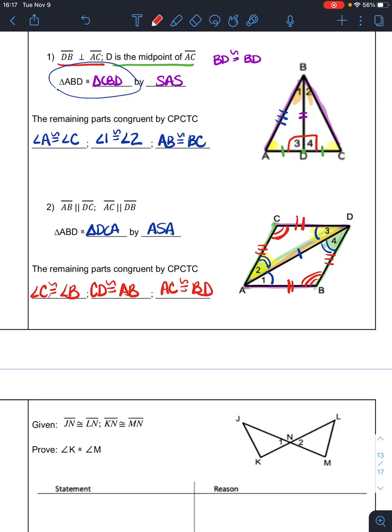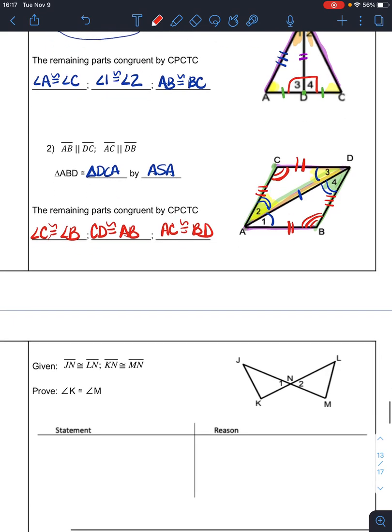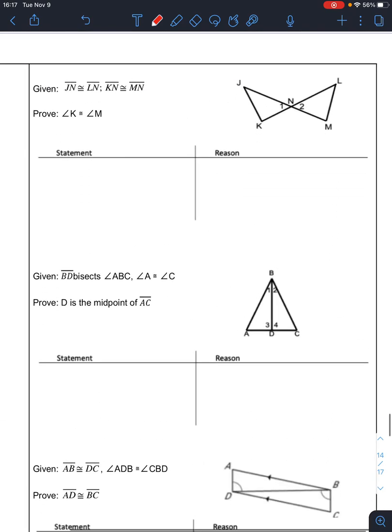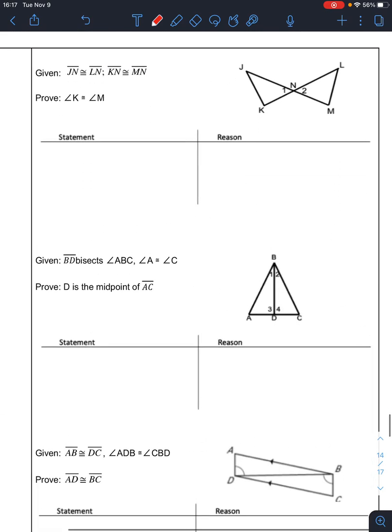Okay, and so there are lots of things that I can say about it from there, but corresponding parts: once the triangles are congruent by 3 parts, the other 3 parts have to have congruent pairs too. So let's look at what these look like as a proof. Notice the difference this time.